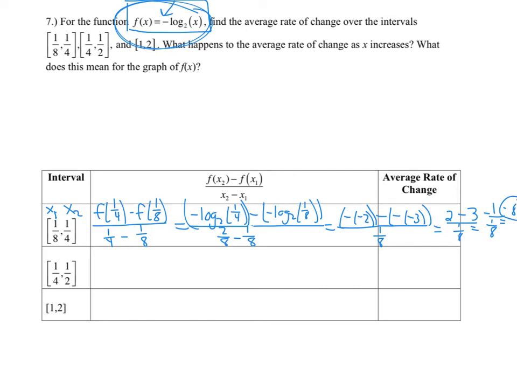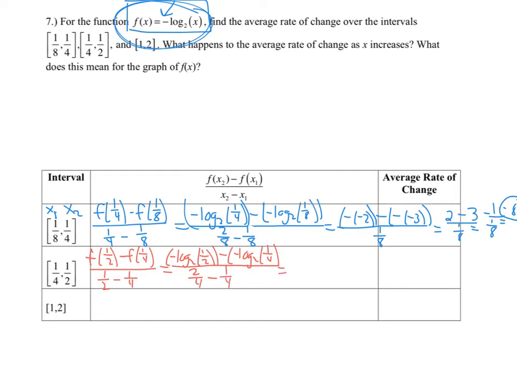So as I expected, it's decreasing very quickly. Same thing for the next one. So we've got to find f of 1/2 minus f of 1/4. So we have 1/2 minus 1/4. So we've got the opposite of the log base 2 of 1/2 minus the opposite of the log base 2 of 1/4, all over, well, I need a common denominator, so 1/2 is 2/4, take away 1/4.